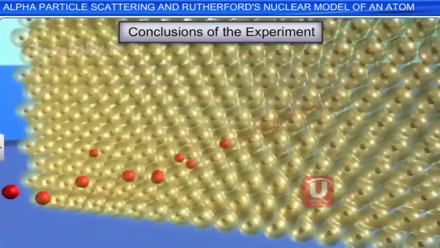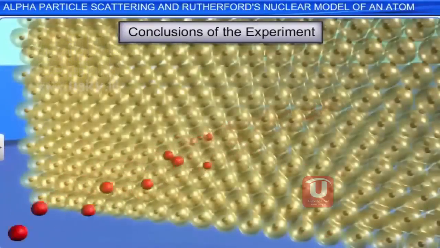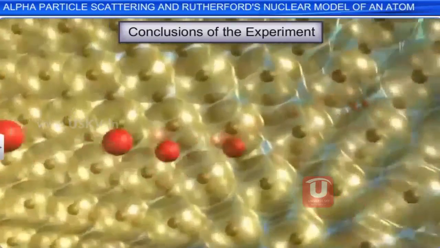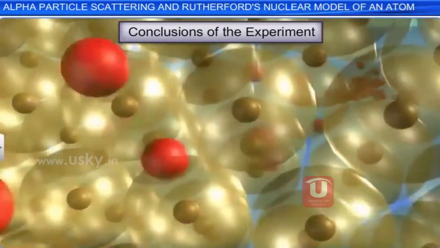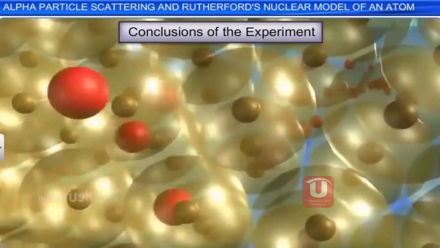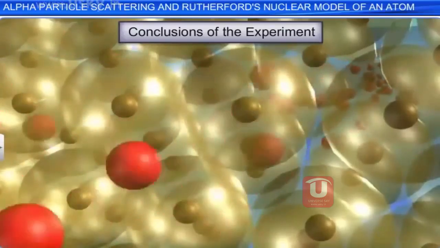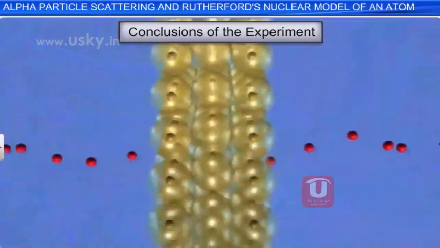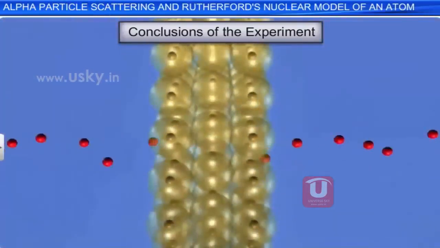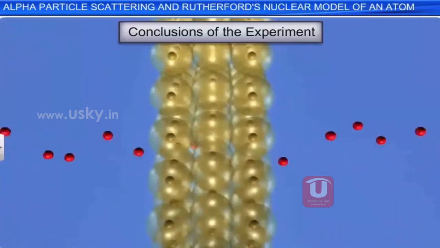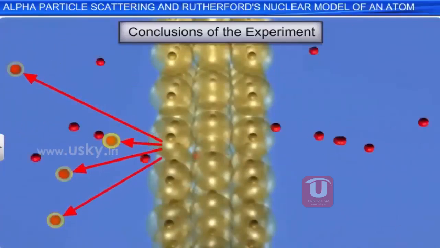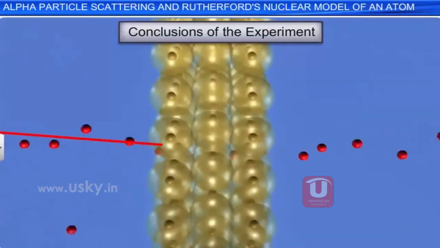This would be possible only if most of the atom was empty and its entire positive charge was concentrated tightly at the central part called the nucleus. In such a case, the alpha particles which moved very close to the central part would experience large repulsive forces and suffer deflections greater than 90 degrees.